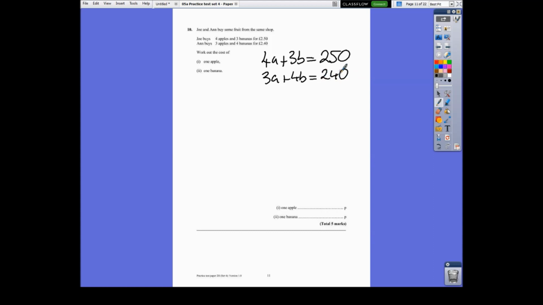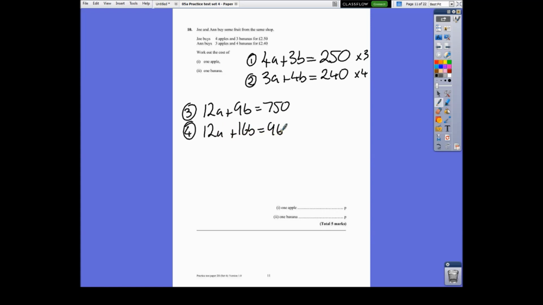Now you'll notice that we don't have the same amount of apples or bananas, so we're going to need to change both of these, okay? So we're going to times the top one by 3 and the bottom one by 4, so we get the same amount of apples in each. So number 1 will now become number 3. So timesing that by 3, you will get 12a plus 9b equals 750. And number 2 will now become number 4. Timesing that by 4, you would get 12a plus 16b equals 960.